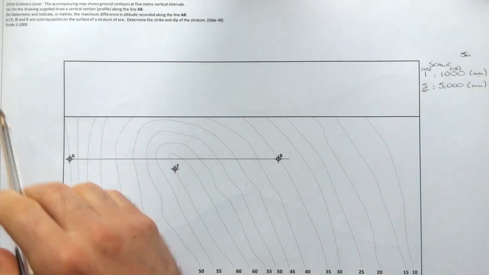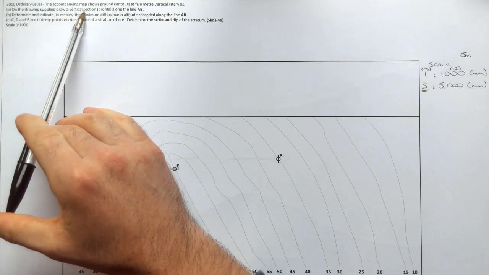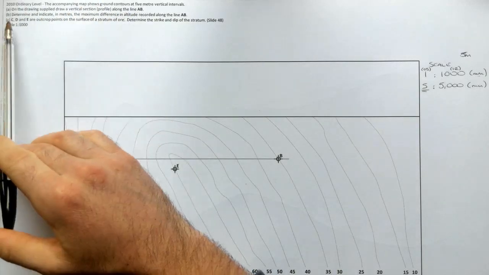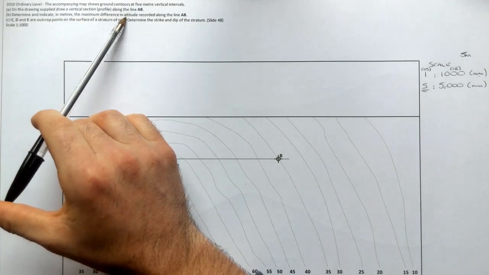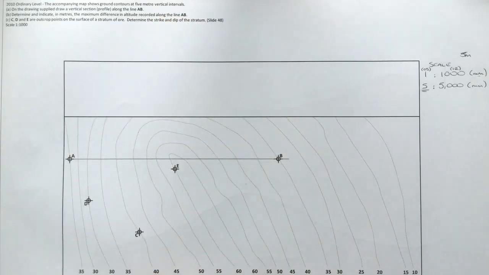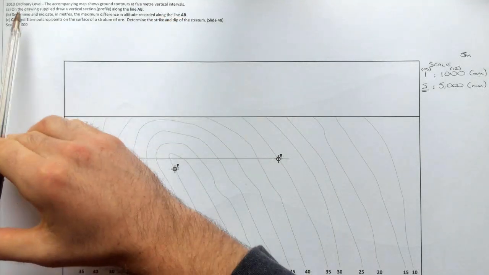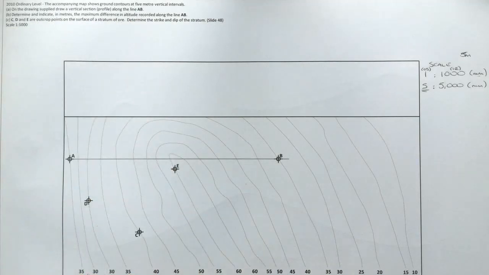Now, it says here on the drawing supplied, draw a vertical section profile along the line AB. Part B, determine and indicate in meters the maximum difference in altitude recorded along the line AB, so the highest point to the lowest point. And then C, D and E are outcrop points on the surface of stratum 4. Determine the strike and dip of the stratum. So first of all, along the line AB, we're going to create the profile section that we need.